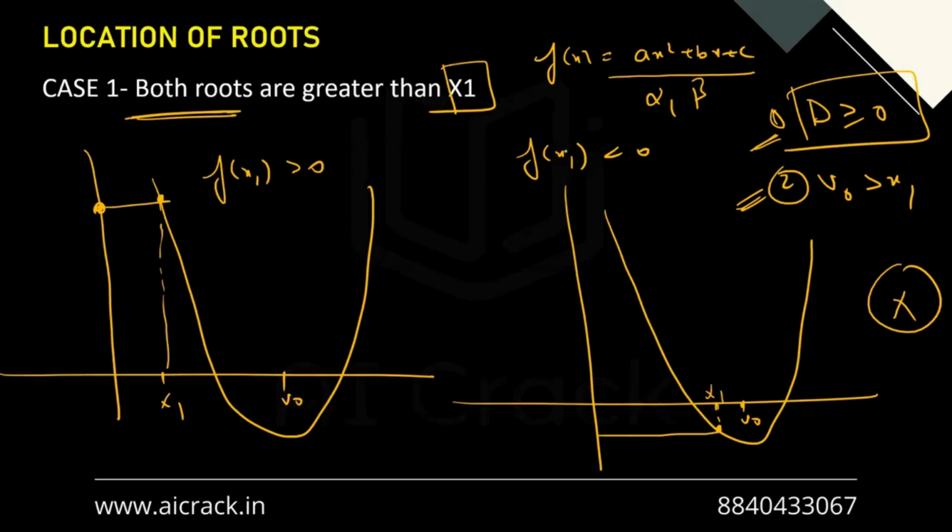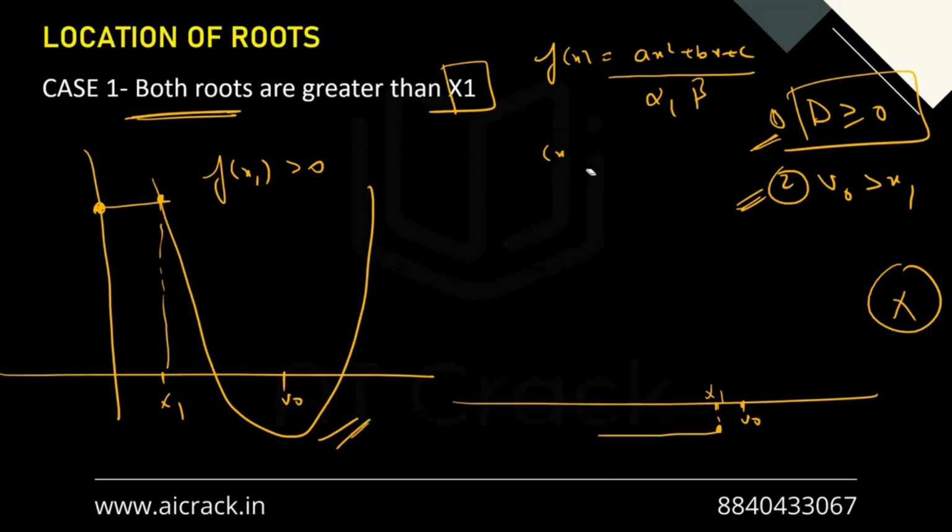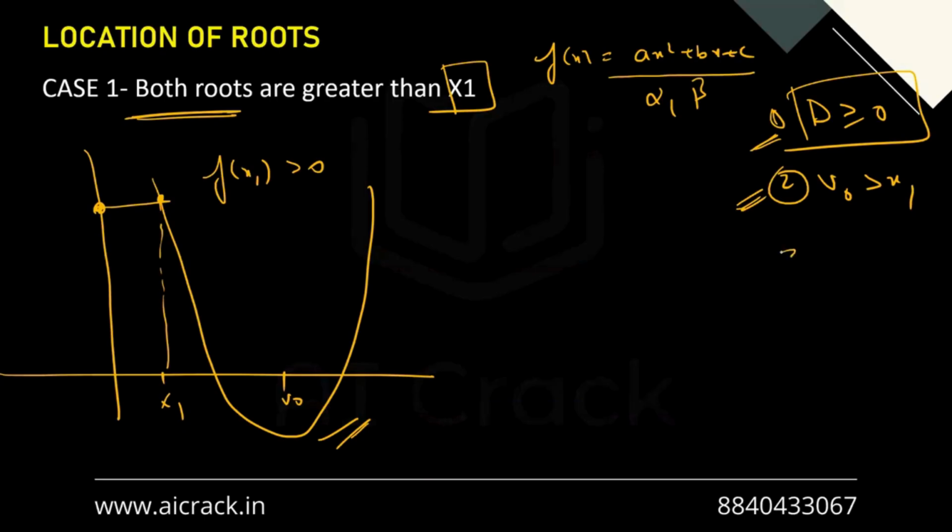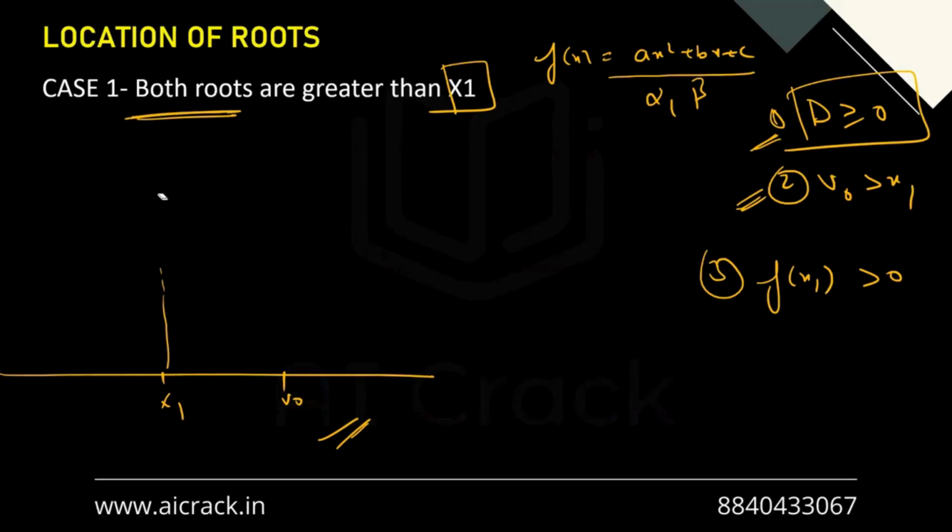So what we can do, if we eliminate this condition, then we'll get this condition automatically. So our third condition would be f of x1 should be positive, right? That's our third condition. Now, until now, what we were doing, we were just talking about an upward facing parabola.